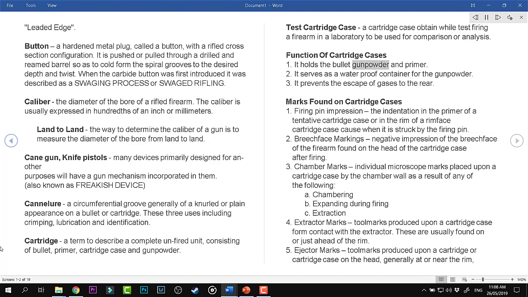1. It holds the bullet, gunpowder and primer. 2. It serves as a waterproof container for the gunpowder.